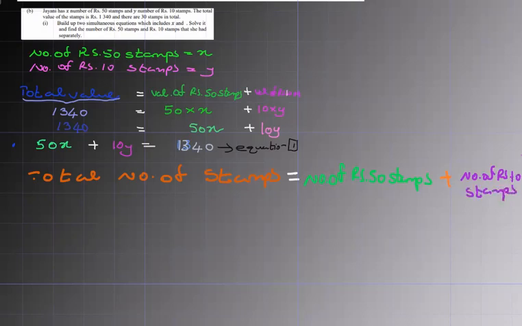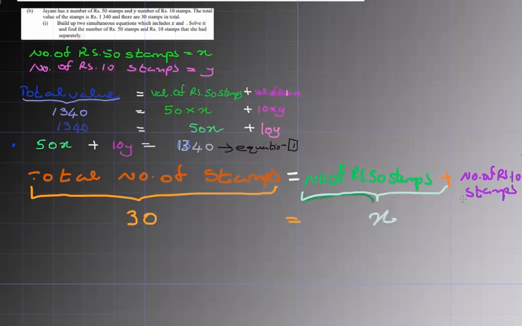All right, now let's plug in the values. Total number of stamps, has it been given to us? Yes, it has been given to us. It has been told there are 30 stamps in total. So you put 30. What is 30 equal to? Number of 50 rupee stamps plus the number of 10 rupee stamps. So first, let's figure out what's the number of 50 rupee stamps. Have they given us a numerical value? No, right? But they have given us a letter. Let's put that. What is it? X.